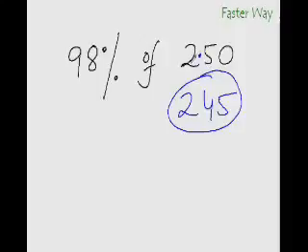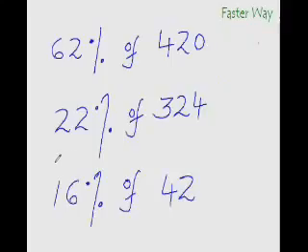First we'll find the 100%, 250. Then we'll find the 1%, that is 2.5. Double of that would be 5. So 100% minus 2% would be 250 minus 5, that is 245. Okay, so now find the percentages for all these numbers.